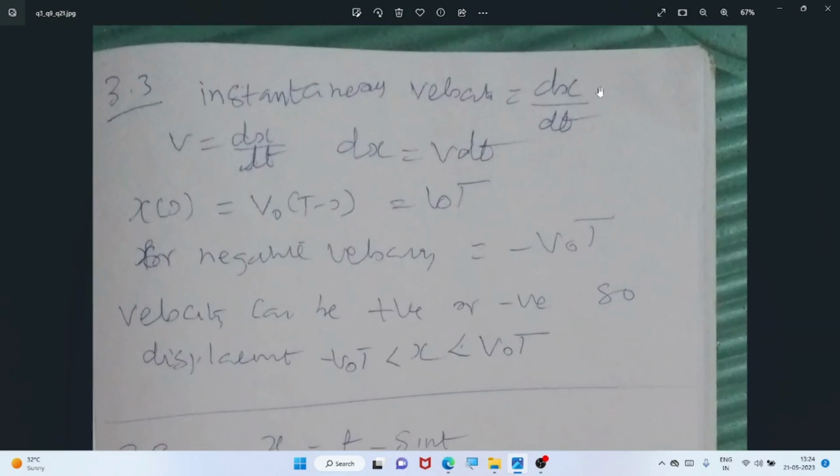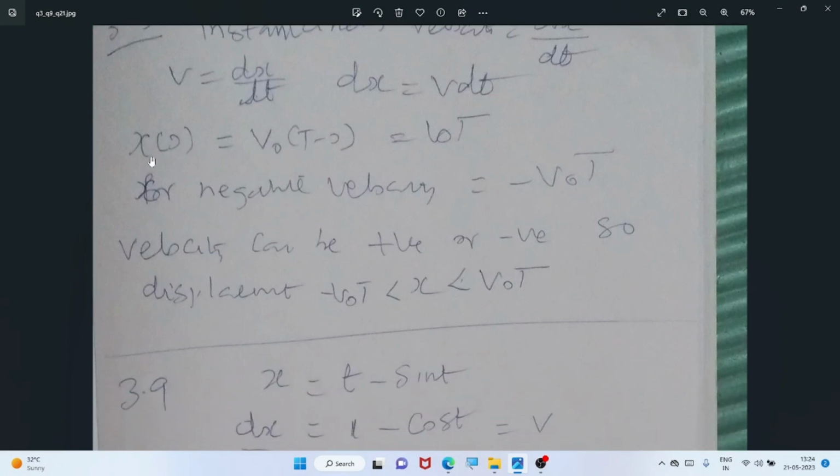Instantaneous velocity is dx by dt. So v equals dx by dt, dx equals v dt. So for time t it is v0 t, and on the negative side it is minus v0 t for the negative velocity, because velocity can vary from negative to positive, as it is a vector. That is why x can vary from minus v0 t to plus v0 t.